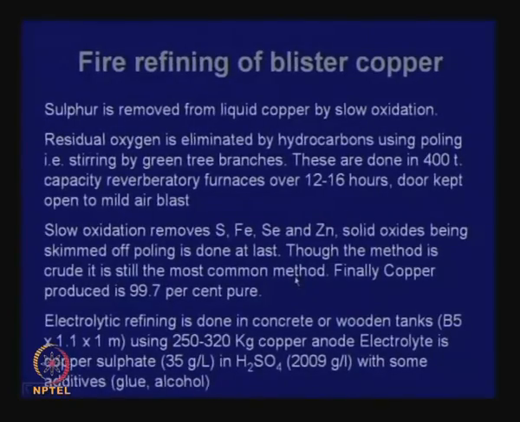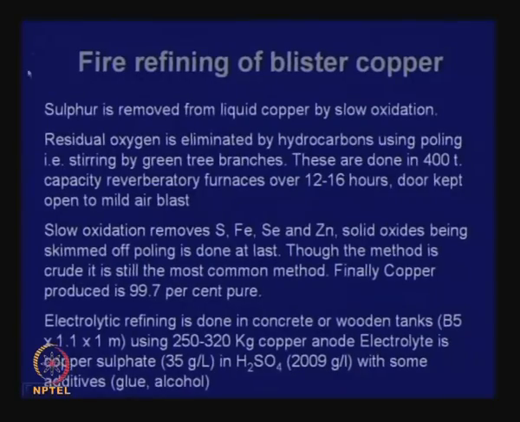Now, once we have produced a blister copper, we have produced an impure copper. That copper will now have to be refined, and refining of copper is a very elaborate process, in the sense that it will give a whole lot of products. Let us see how.